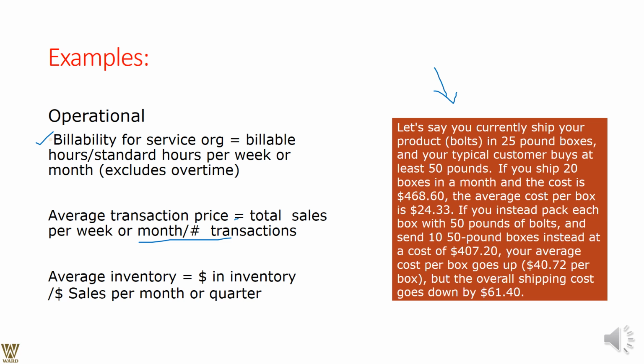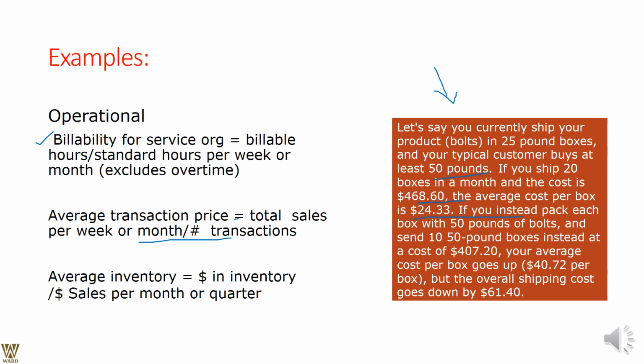A typical customer buys around 50 pounds. If you ship 20 boxes in a month, the cost is $468.6, right? So that is what we are looking into. What is the average cost? It works out to approximately $24.33, as the case might be.